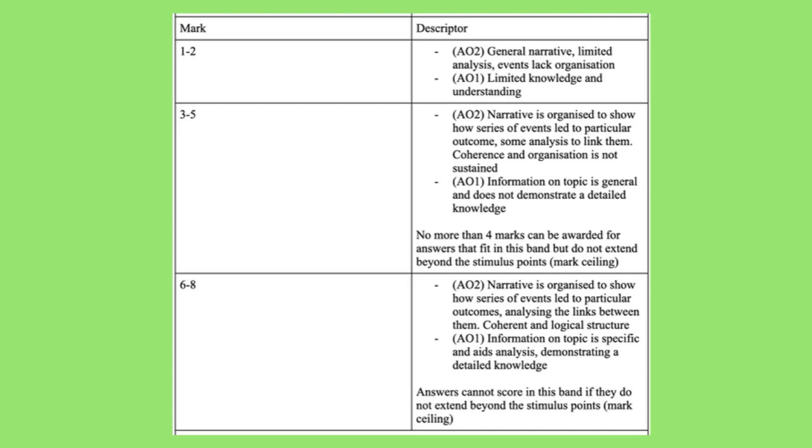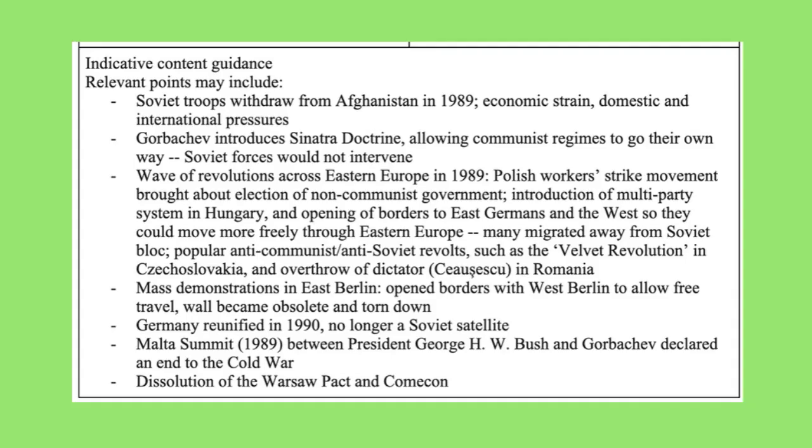Generally speaking though, to score highly in this question, you need to analyse the links between the events that led to this particular outcome. It's not just about listing one event after another, but showing that you understand the importance of all of those things that led to this particular event. You also need to use your own knowledge to show a really good understanding of the topic. As long as the points you make here are relevant to the question and correct, the examiner will accept them.